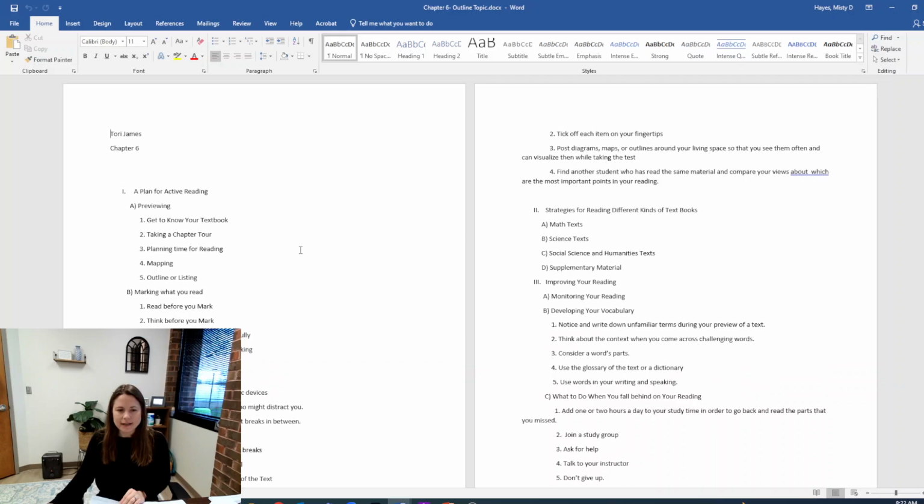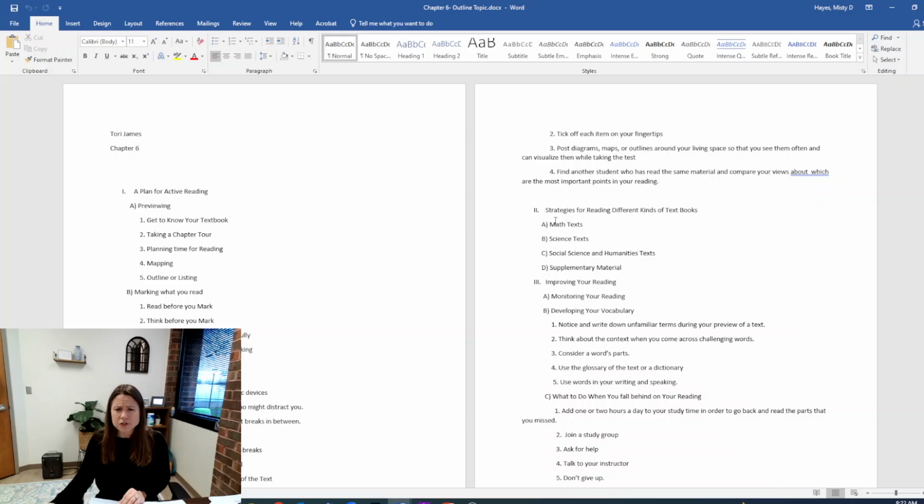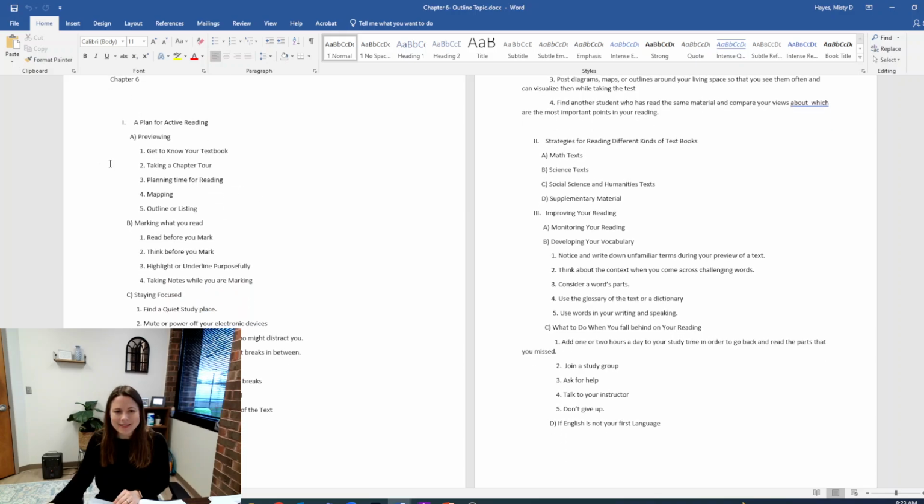The second heading is going to be here, strategies for reading different kinds of textbooks. That was the next boldface print green that was in our textbook, which started on page 138. And if you'll see here, you have to list any supporting details. It didn't have any subtopics, so you just list those.